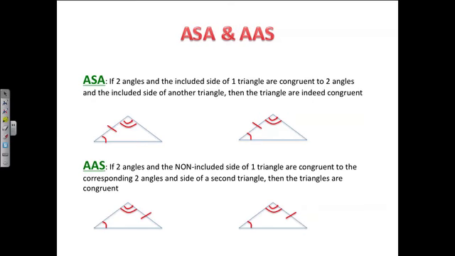Moving on. ASA and AAS. ASA, if 2 angles and the included side of one triangle are congruent to 2 angles and the included side of another triangle, then the triangles are indeed congruent. AAS, if 2 angles and the non-included side of one triangle are congruent to the corresponding 2 angles and non-included side of a second triangle, then the triangles are indeed congruent. That's an interesting topic, actually, we got there.